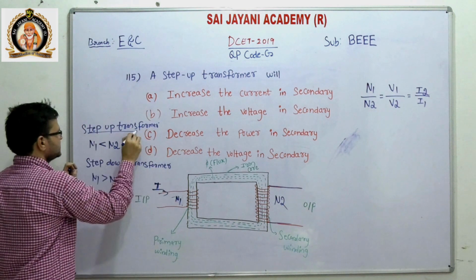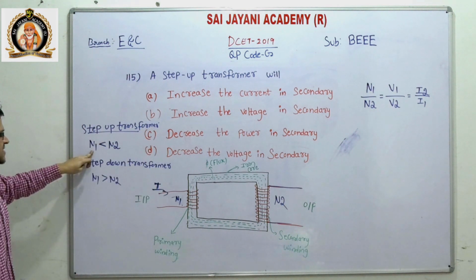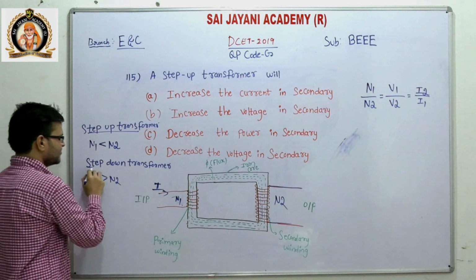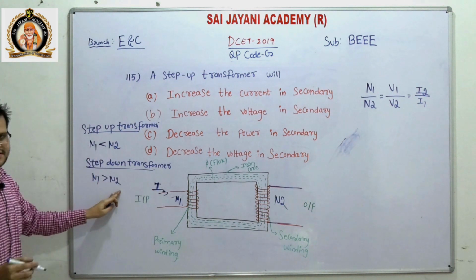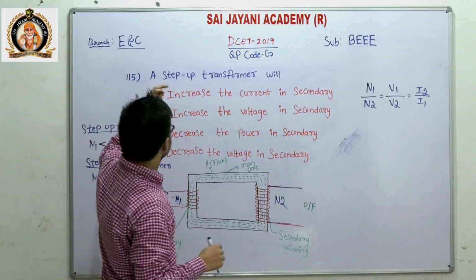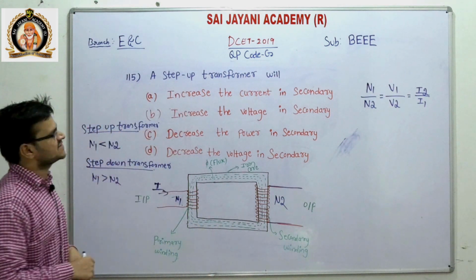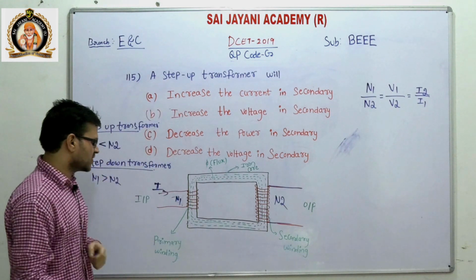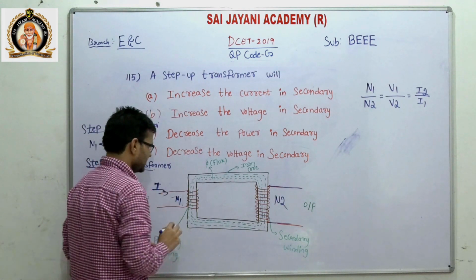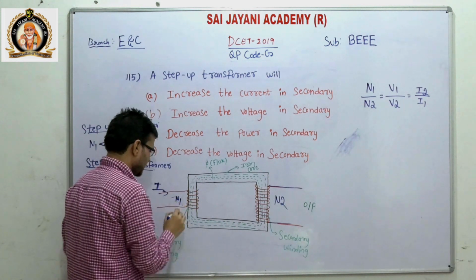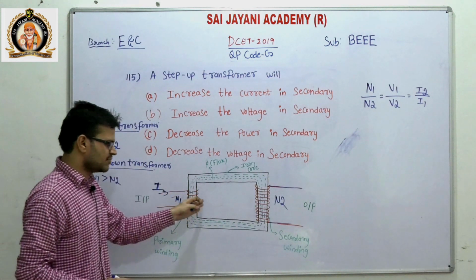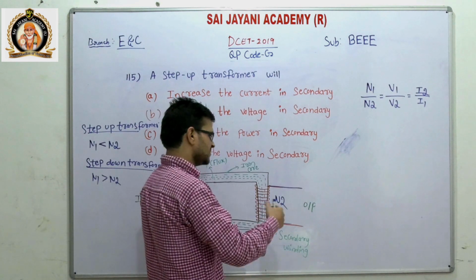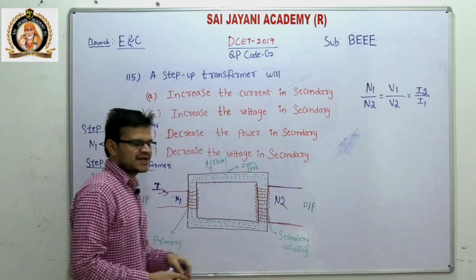Here in this step up transformer, the number of the turns N1 is less than N2. In step down transformer, N1 is greater than N2. But in the question they are asking for step up transformer, so we are considering a step up transformer. Here N1 is the number of the turns present in the primary winding and N2 is the number of the turns present in the secondary winding.